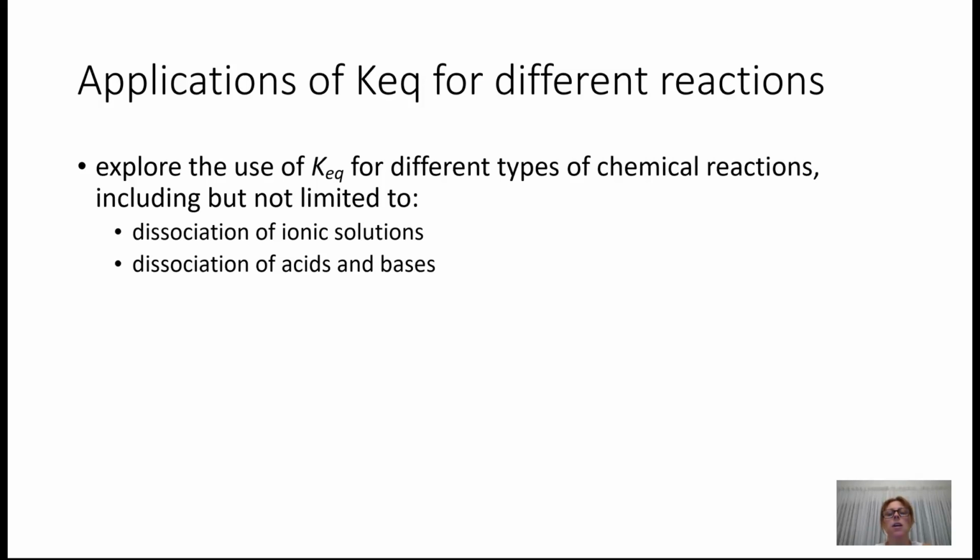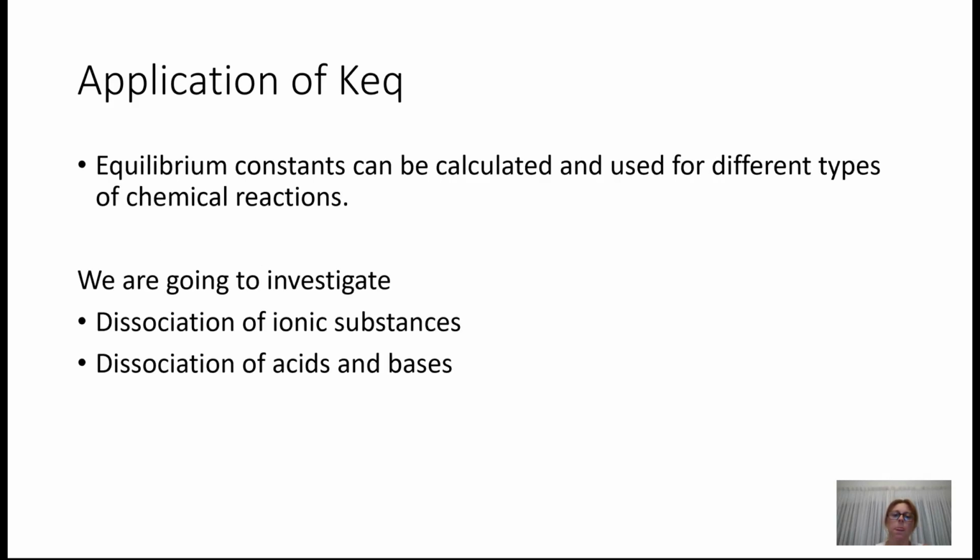Today we're looking at the application of the equilibrium constant for different types of reactions. So if we have a look here, the syllabus outcome is to explore the use of KEQ for different types of reactions, including but not limited to the dissociation of ionic substances or solutions and the dissociation of acids and bases. So we can actually use that equilibrium constant for different types of reactions and can calculate the KEQ for each one of those.